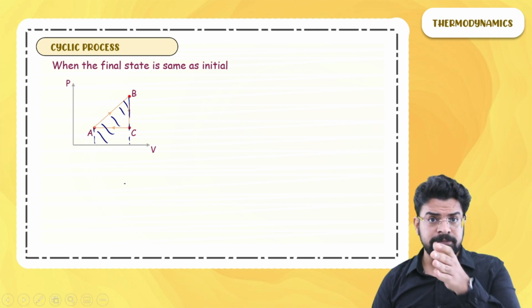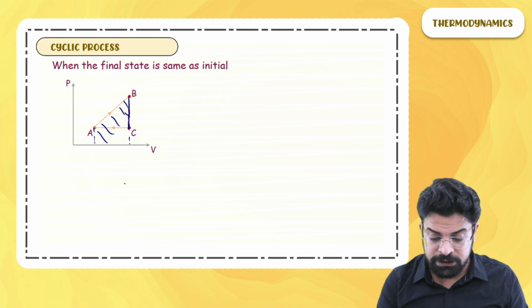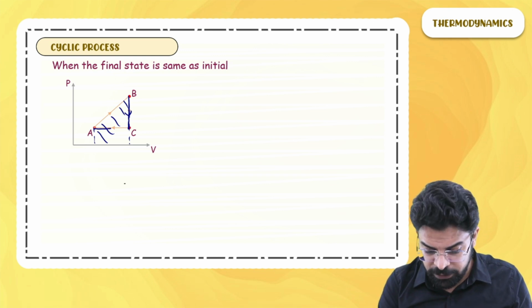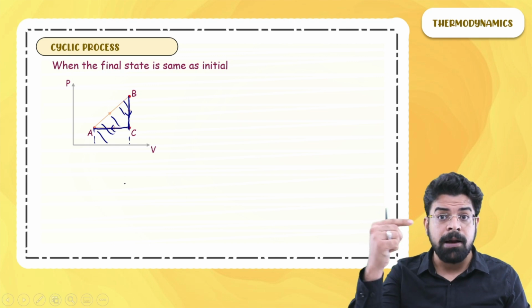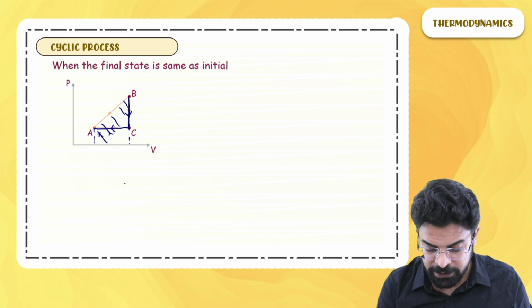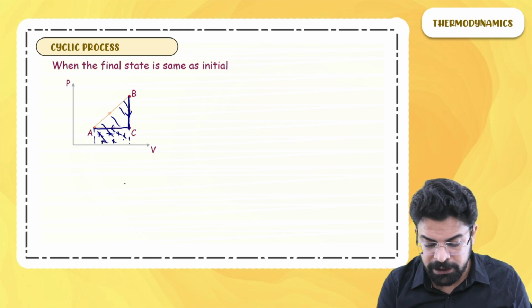From B to C, it's an isochoric process. The volume is constant, so the work done is 0. And from C to A, it's an isobaric compression. In this isobaric compression, the work done will be negative. So what will be the net work done?